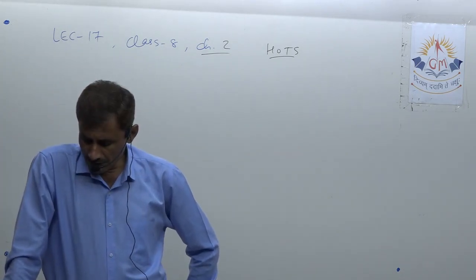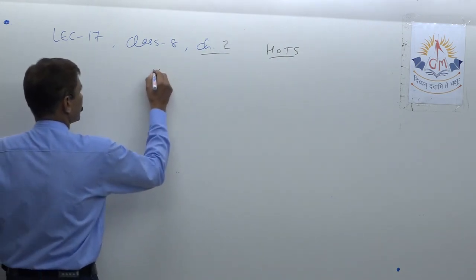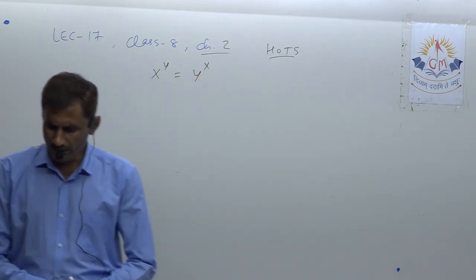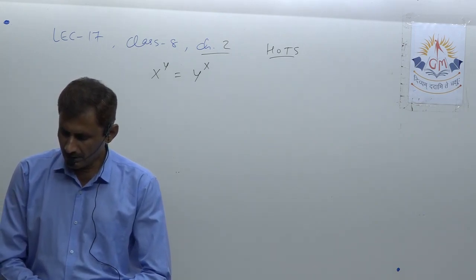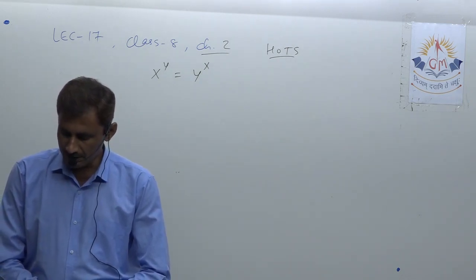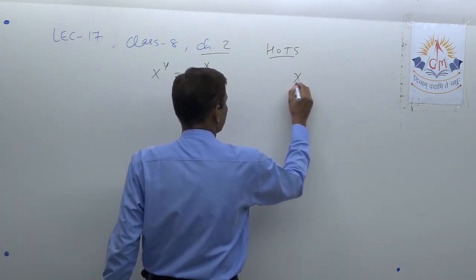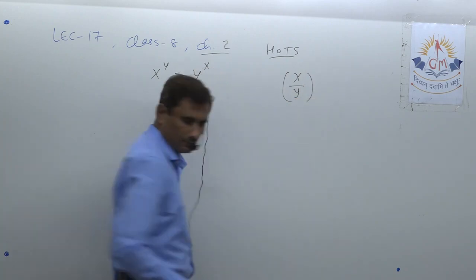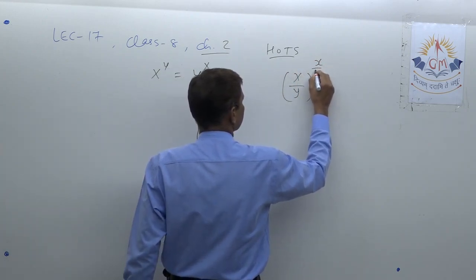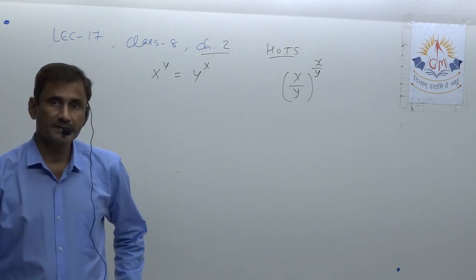Okay, so they have given x raised to y is equal to y raised to x. Now what do they want? Find the value of (x by y) raised to (x by y) in terms of powers of x. So they want (x by y) raised to (x by y) in terms of powers of x.